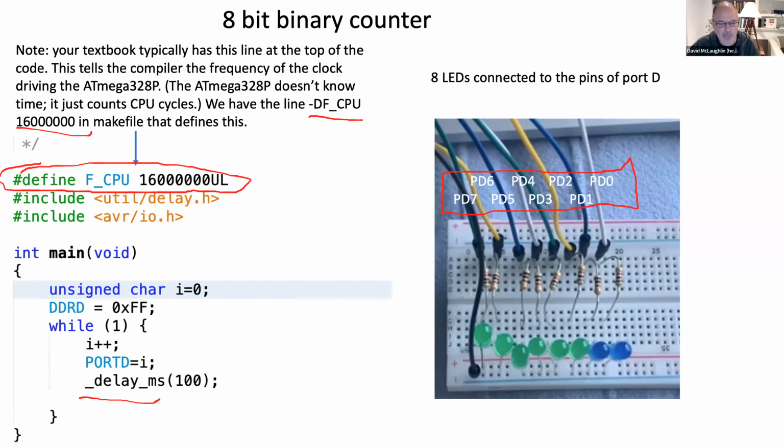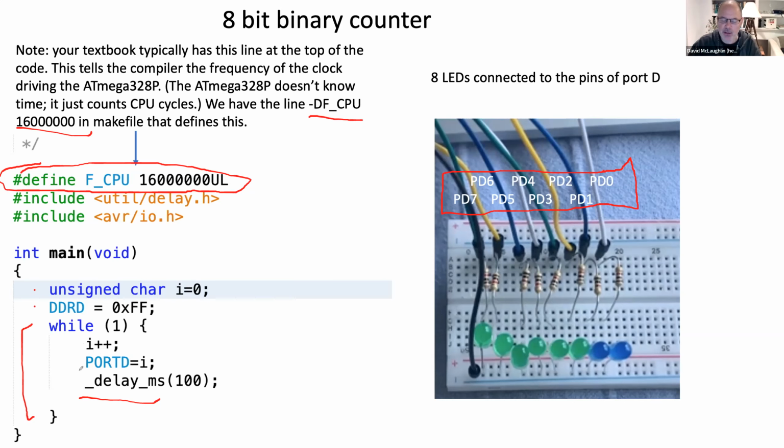All right, what's happening with this code? I declare an unsigned character i that's equal to 0. I set all the pins of port D as output pins. I have my while loop, and I'm just incrementing i. So i goes from 0 to 1 to 2 to 3 to 4 to 5 to 6, all the way up. i is data type unsigned char, which means it's an 8-bit unsigned integer. It goes from 0 to 255.